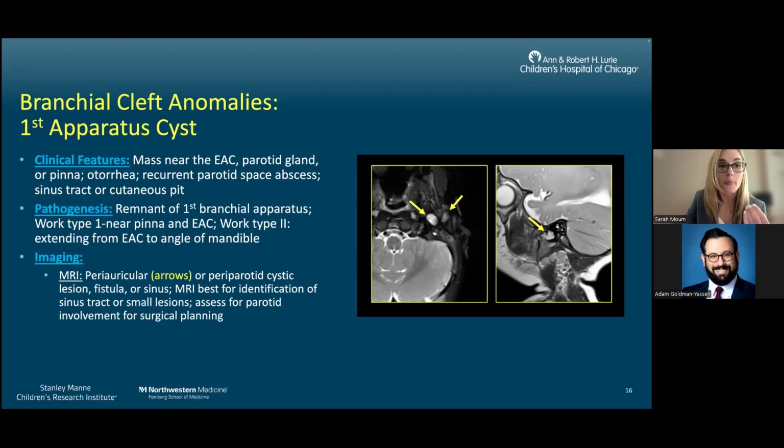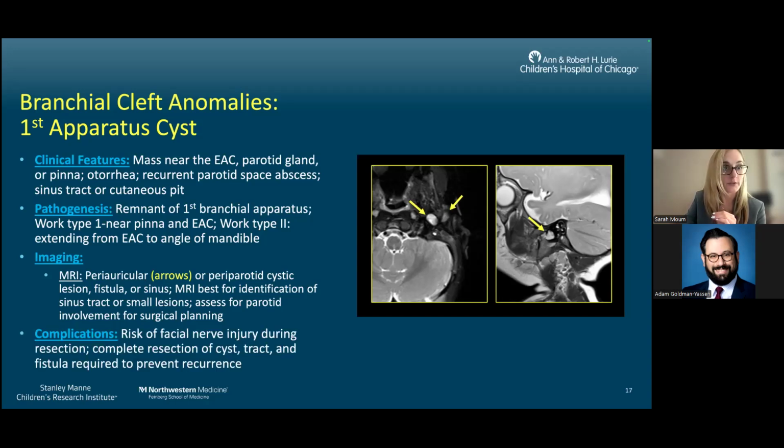So MRI really is going to be the best modality to help identify these subtle, often what I find subtle, lesions. It's also one of the helpful MRI tips that our ENT surgeon always asks: is there any adjacent parotid involvement? Does that look inflamed? Was there prior inflammation? Because that's going to help with his surgical planning to help prevent recurrence of these lesions, since he'll usually take a cuff of the parotid if involved.